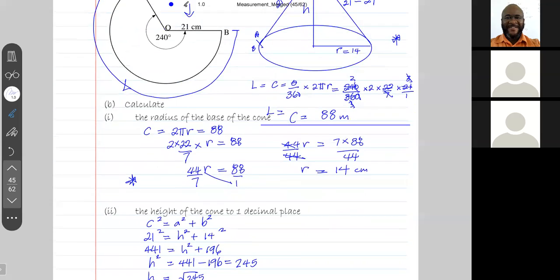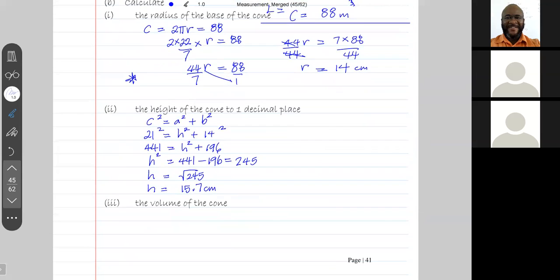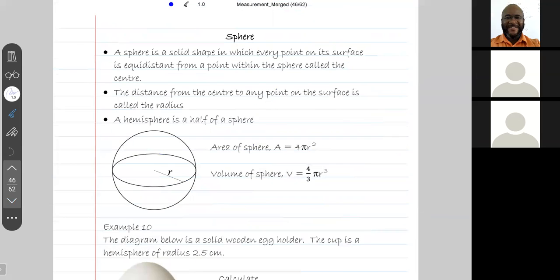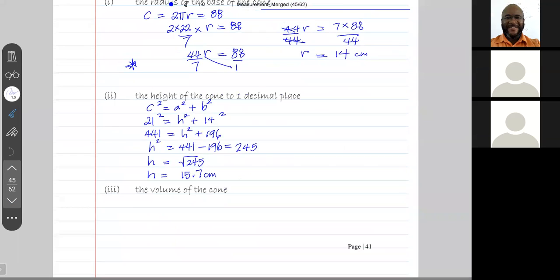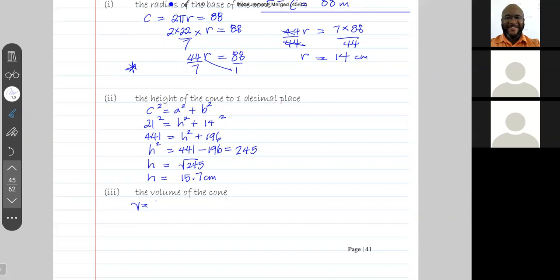All right, so now that we have the height, we can calculate the volume of the cone. Lastly, it's the absolute last thing for us to do. Now, the volume of the cone is equal to 1/3 A h. Did we calculate this A already? I don't think we did. So it is 1/3 pi, which is 22/7, times the radius, which is 14, times the height of the cone, which is 15.7.